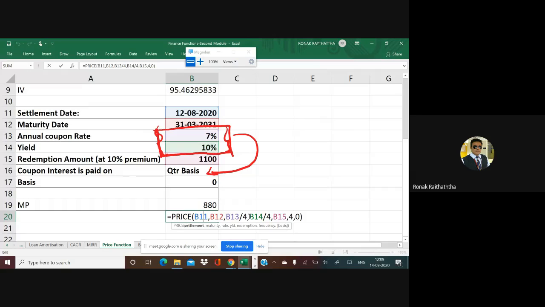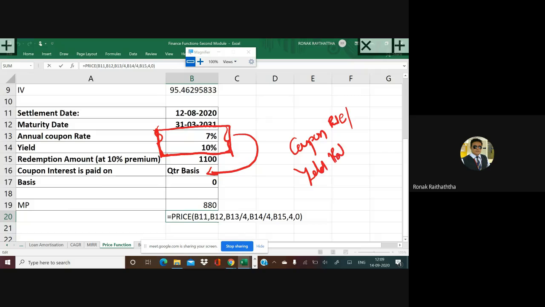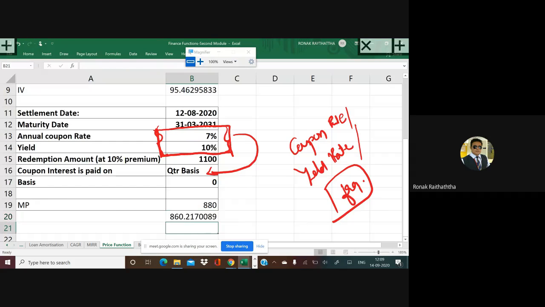So the takeaway from this is that the coupon rate as well as the yield rate needs to be divided by the frequency of compounding. If it is quarterly, then by 4. If it is 6 monthly, then by 2. I hope that is very clear, and that comes to 860.